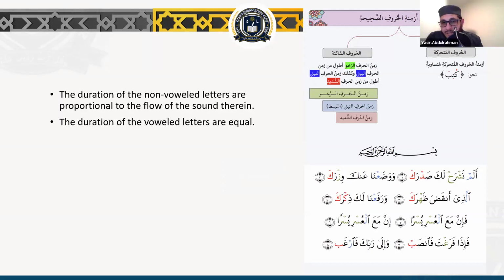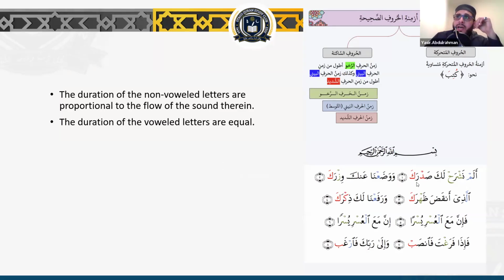Someone is raising their hand. Yes, brother. In verse 1 and 2 also, the kaf is red and black also. So is there a difference? In the example in the book, alam nashrah laka sadrak, laka is also a kaf with the black color. Yeah, that's okay, I understand. Because if you stop on it, the rule applies. But if you continue, then it takes the same time as the moving letters.